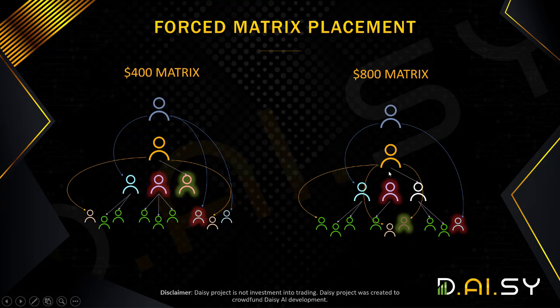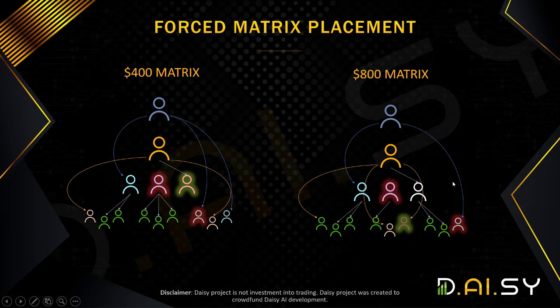Then I bring in somebody else, and he joins my $800 matrix, right? Not this original person, this pink person with a glow. This is somebody else that I bring in that goes into my first row, right? And then people are bringing in other people, right? And then this person, the pink one with the glow, now decides he doesn't want to miss out on the $800 matrix. So now he decides he's going to go into the $800 matrix.